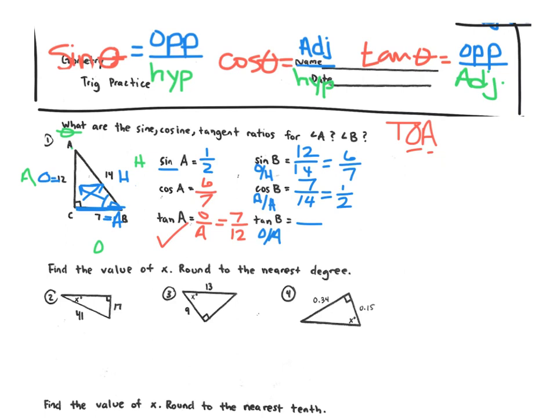Let's see what happens on this last one. O has been labeled as 12. A has been labeled as 7. You'll notice these two answers are very similar. They're not the same, but they are reciprocals of one another. All right, so now that you kind of get the gist of how to figure out what these ratios are, let's see how we can solve these.